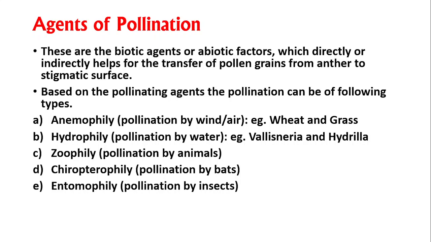Anemophily is nothing but the type of pollination in which the transfer of pollen grain from the anther to the stigmatic surface takes place with the help of the abiotic factor, that is wind or air. For example, in case of wheat and grass, this type of pollination can be seen.